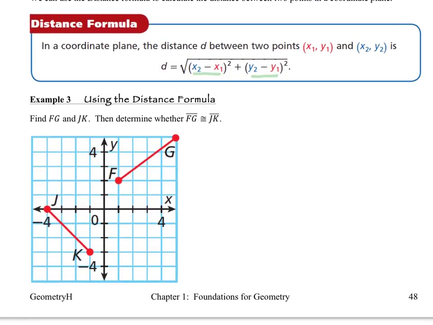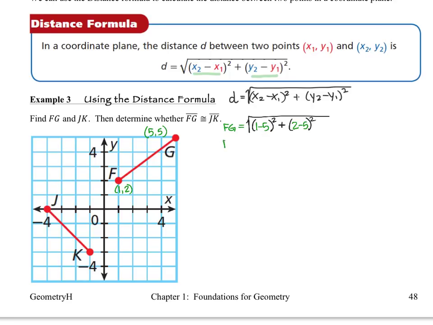Example number 3 says we want to find the distance between points F and G and the distance between points J and K. Then we're going to compare them and see if those two segments are congruent to each other. So let's start out by writing our distance formula. Just to make the plugging in a little bit quicker, let's go ahead and write down the coordinates of our 2 points. Point F is located at 1, 2, and point G is located at 5, 5. Now let's plug into the distance formula.